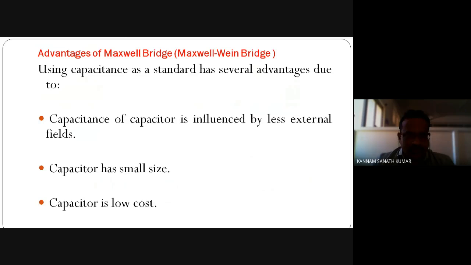So, advantages: the capacitance of a capacitor is influenced by less external fields, and the capacitor is small in size and low cost. So we are using a capacitor, no? We are getting the inductance in terms of the capacitor. So these are the advantages of Maxwell's Wien bridge.